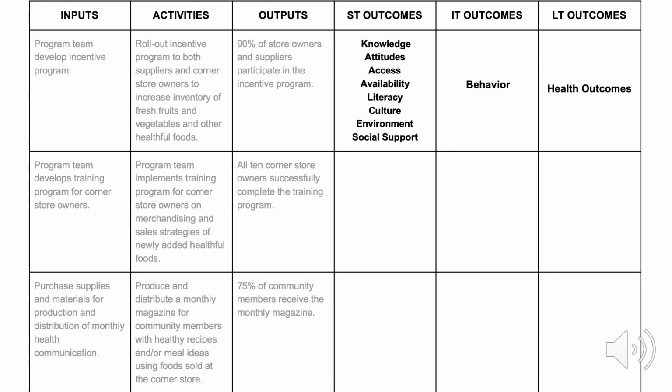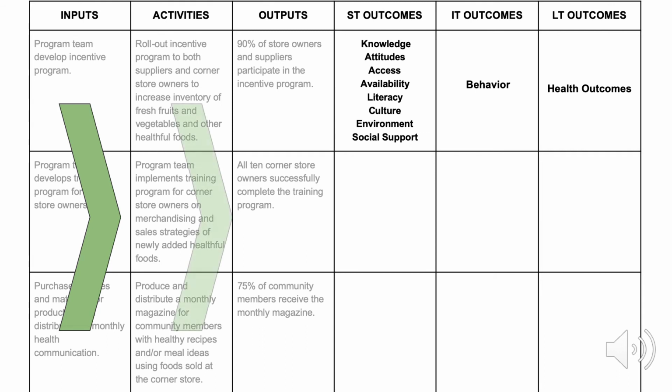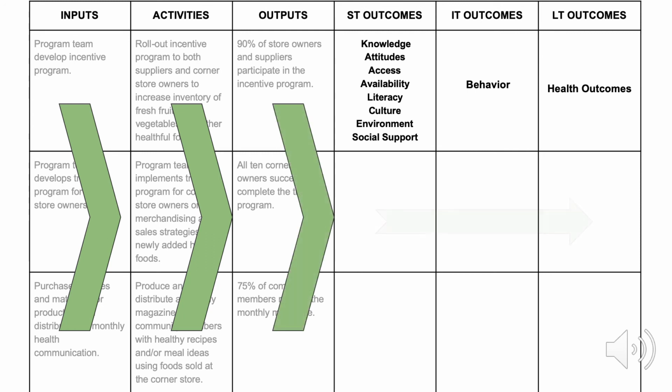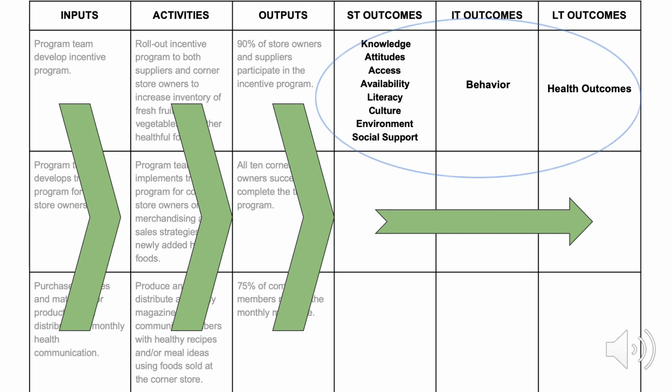Now let's pull everything together. When you look at the model as a whole, the reader should be able to see the inputs that are needed to support or prepare for each activity. Activities are the strategies that make up your program and produce a desired result or output, like participation or reach. This output results in changes like knowledge, attitudes, access, availability, which can lead to a change in behavior, which may further lead to a change in some aspect of personal or community health.